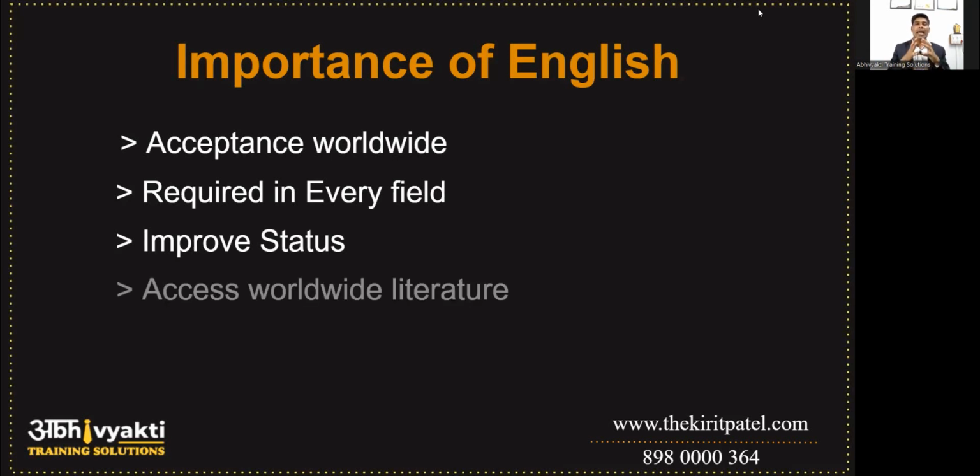Next is access to worldwide literature. You know what? So much literature was originally written in English. And if you also want to read this original literature, you have to learn the English language, because you already know that you may get a translated version, but original is always original, right?